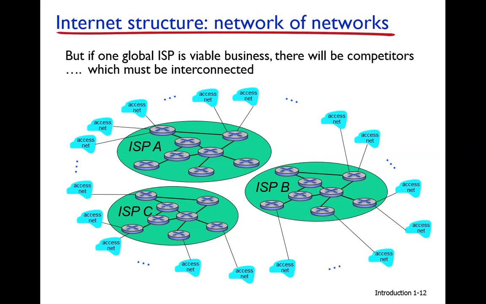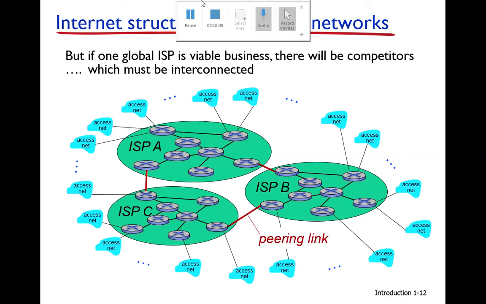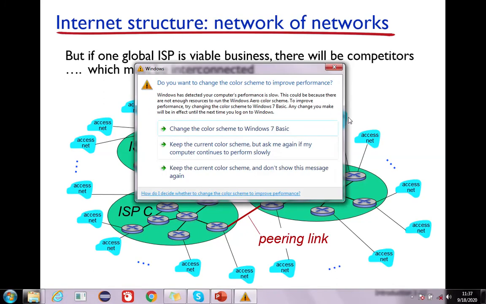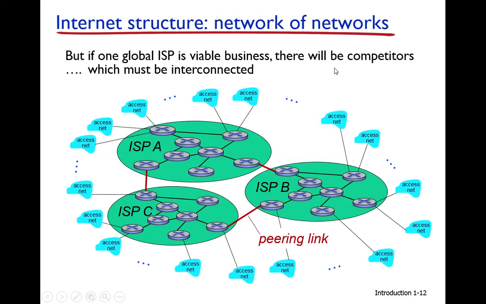So how are they connected? Let's discuss it. The first option could be a peering link. What does it mean? The transit ISPs are connected with each other. For example, ISP A is connected with ISP B and ISP C, and ISP C is connected with ISP A and B, and so on.